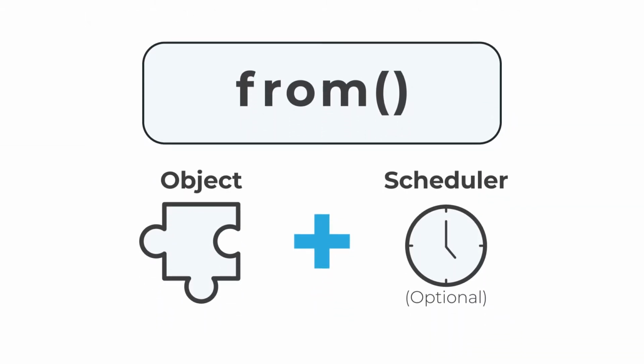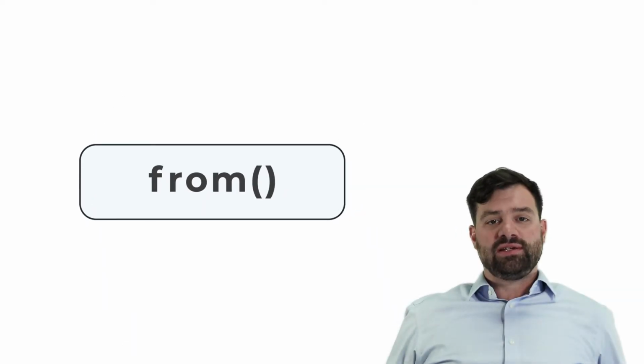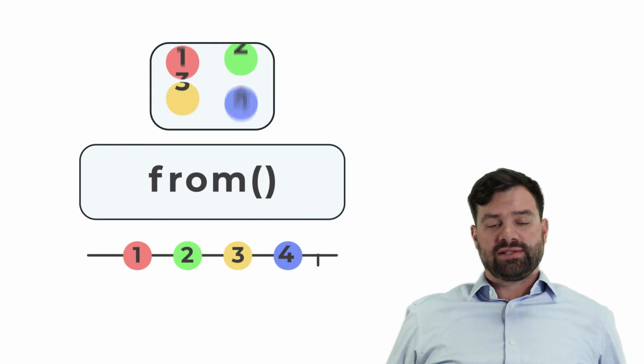We just need a compatible object to convert to our new observable stream, and optionally a scheduler-like parameter to add an execution context if you're looking for more customization around when it executes. Let's talk about some of the compelling reasons for utilizing this function in your code. From is the easiest way to create an observable stream from an existing data collection.